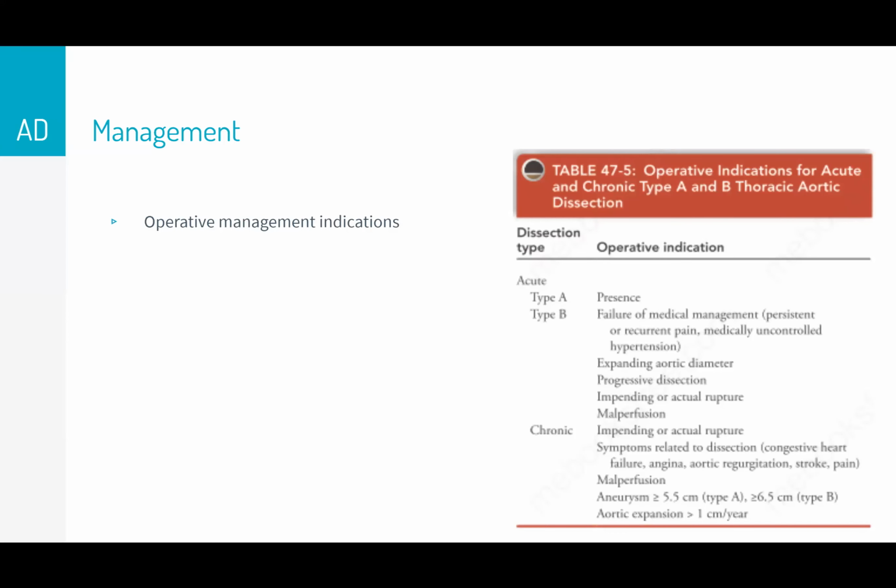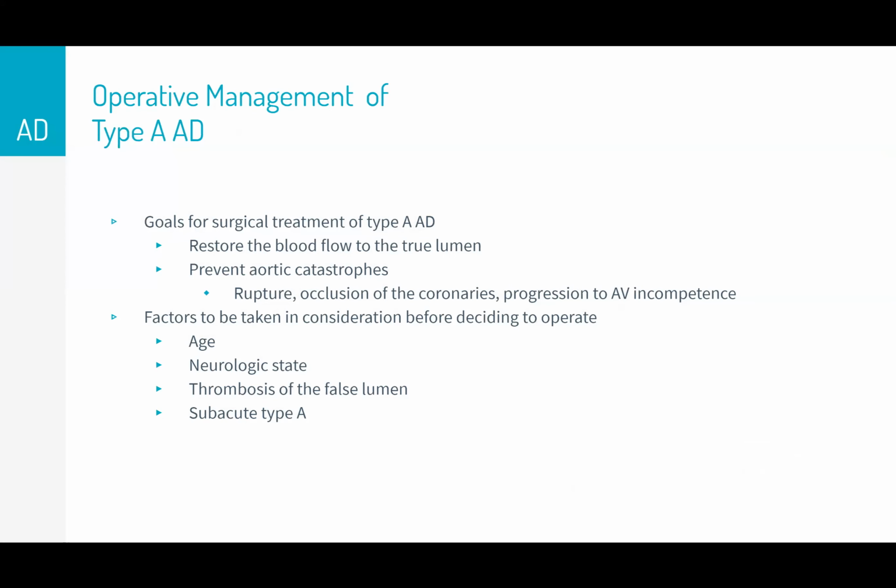So, as we said, aortic dissection is a surgical emergency. As you see here on the table from the book, the presence of acute type A dissection is just an indication for surgery. The goals of surgical management of acute type A aortic dissection are to restore the blood flow to the true lumen, and also to prevent aortic catastrophes like rupture, occlusion of the coronaries, or progression to aortic valve incompetence.